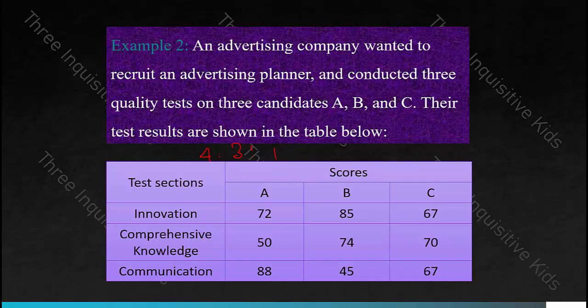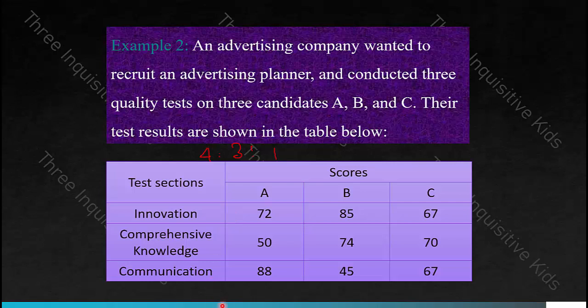Now, let's still look at A as an example. So A got a 72 on innovation, the first test. And now this test is worth 4, but this is worth 3, and this is worth 1 out of the entire score. So what it's saying, this first test is the most important. So A did pretty well on innovation, so that's pretty good.